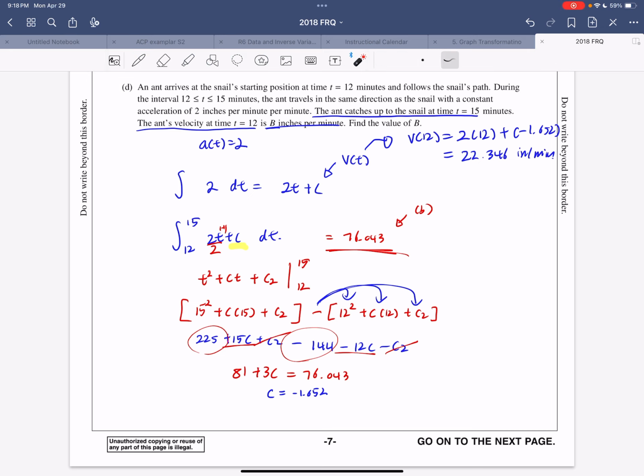So that's it. You might ask, why couldn't you just do 12 to 15? Because if you did it like that, that would just give you v of 15 minus v of 12, but we still do not know the velocity there. Although this equals 76.04, since we don't know what these two are, we still have many things to do. So that's why I took the antiderivative one more time and set this equal to the other, okay? That's what I did.